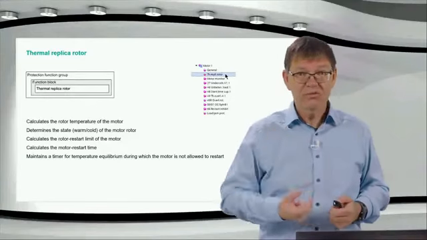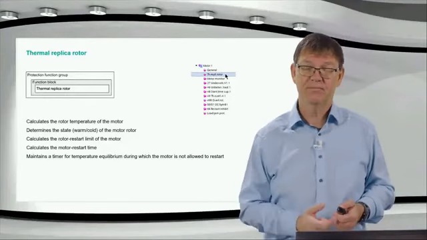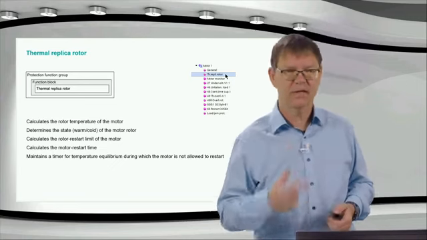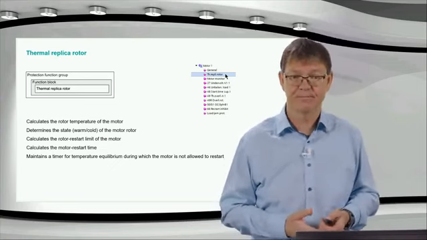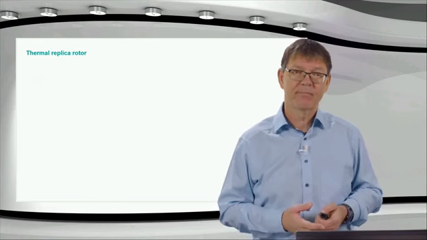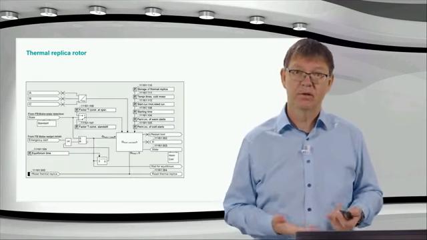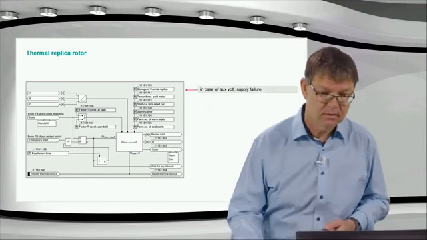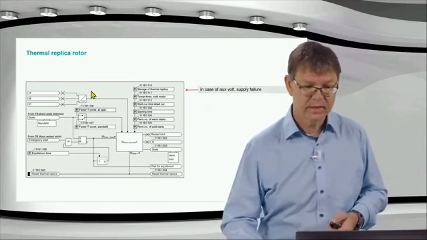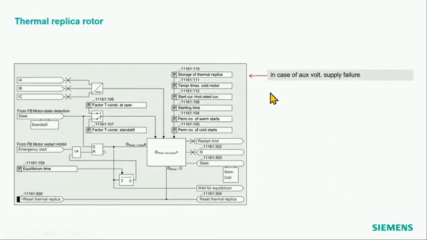Okay, and we have one more function. This is the so-called equilibrium time. This timer is also handled in this thermal replica rotor. Good, so that's a little bit the logic. Let's have a look into that. I can define if I should store this thermal replica in case of an auxiliary voltage failure, power supply failure, or not. Then I have the already discussed settings, so the starting current, the starting time, and the number of warm and cold starts here.